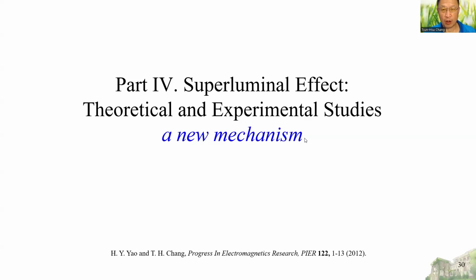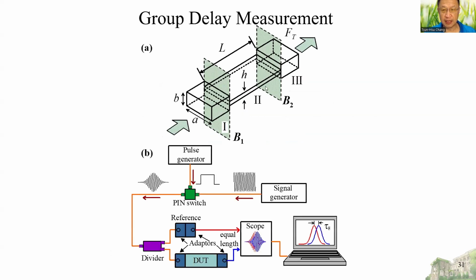Welcome back. Let's continue our discussion of part 4, superluminal effect. We are going to propose a new mechanism. This mechanism allows the wave to propagate in the middle section. So it's a propagating wave, not an evanescent wave. So this is the idea.